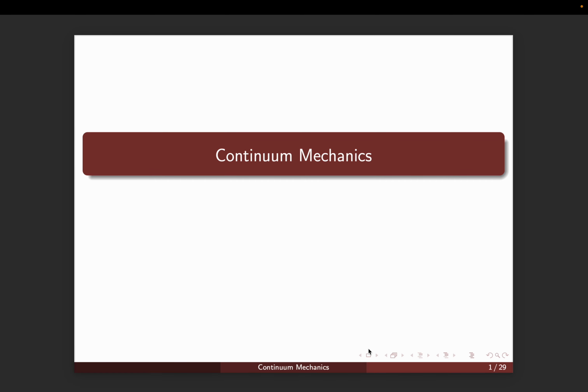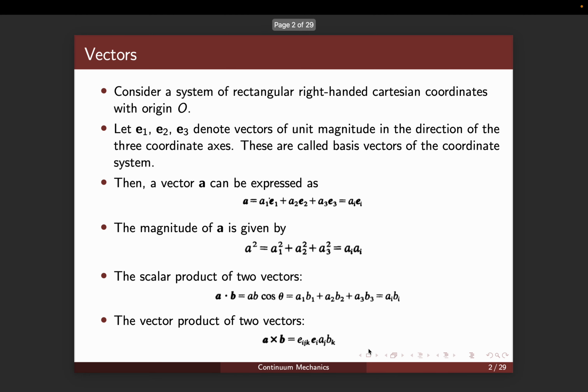In this video, we discuss vectors, how vector components transform under coordinate transformation, and we also define a dyadic product of two vectors and second order Cartesian tensors. So consider a rectangular right-handed Cartesian coordinate system. Let E1, E2, E3 be the basis vectors along the three coordinate axes.